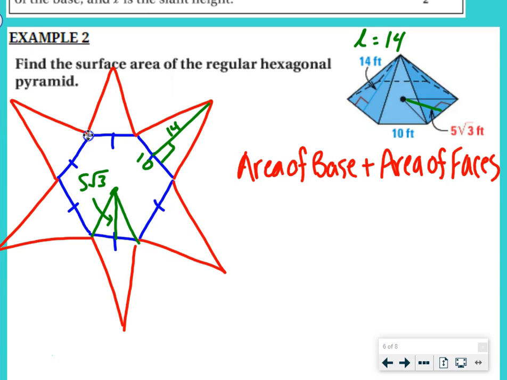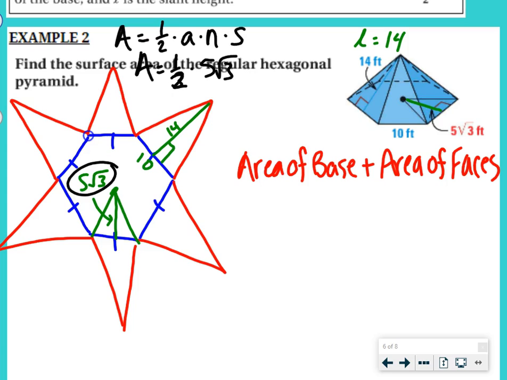So we start off by finding the area of the base. Again, it's a regular hexagon, so it's 1/2 times your apothem times your number of sides times your side length. We know all 3 pieces, which is really nice. We know that our apothem is this piece, 5 square root 3. We know the number of sides, because it's a hexagon, is 6, and we know the side length is 10. Multiply all those together, and we get 259.81.